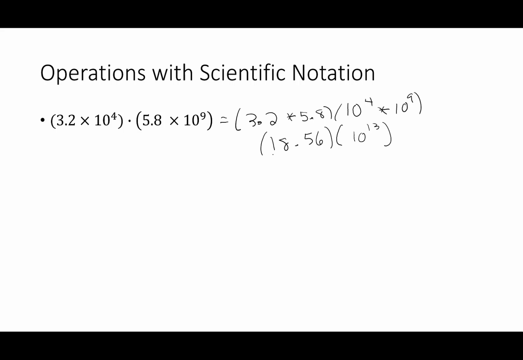Well, here's a problem. This 18.56 is not between 1 and 10, so I need to rewrite that. I'm going to call this 1.856 times 10. So now this 10 to the 1 gets to be combined with this 10 to the 13. So I have 1.856 times 10 to the 14th power. It's important that you finish with a number that matches our scientific notation.